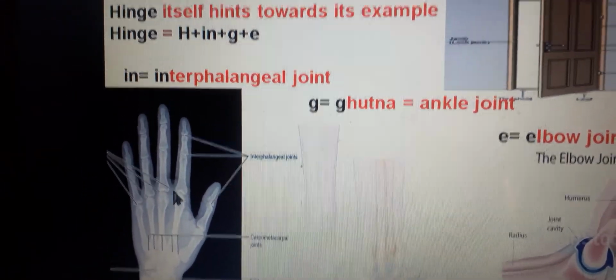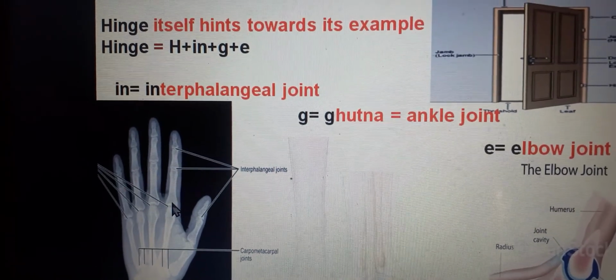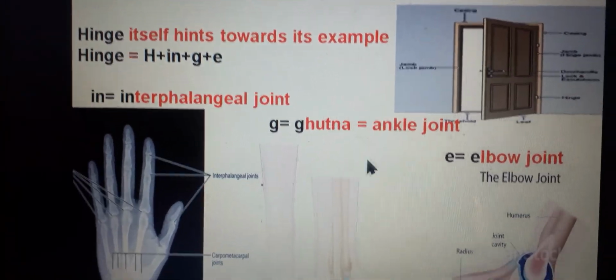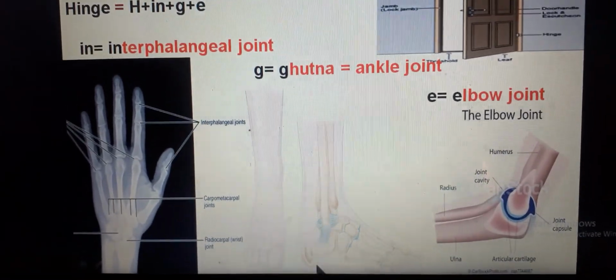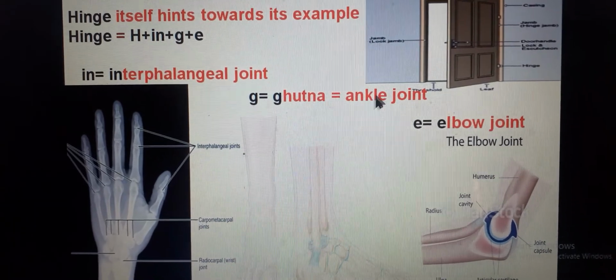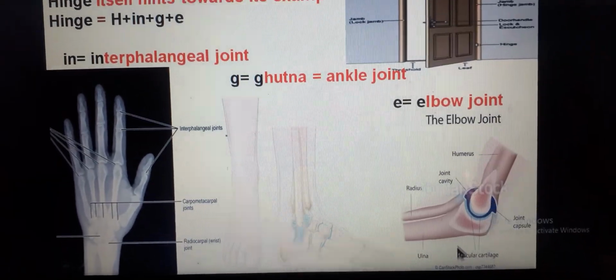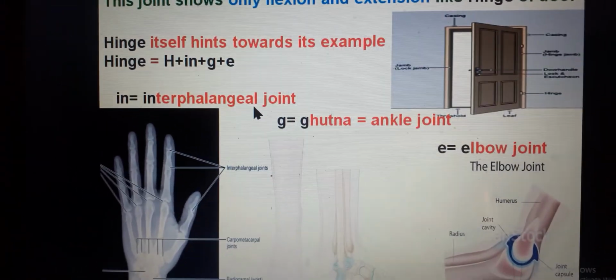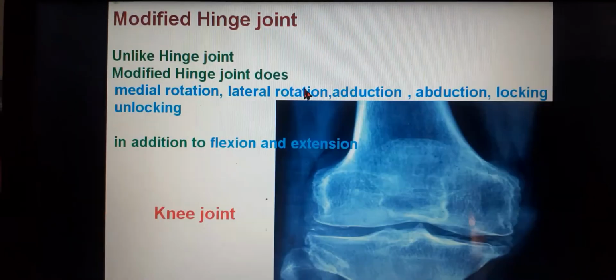This is the hand, and also in the foot there is an interphalangeal joint, and this is ghutna, ankle joint. G for ghutna in Hindi, and in English ankle joint. And the elbow joint, here is the elbow joint. So hinge itself hints towards these examples.